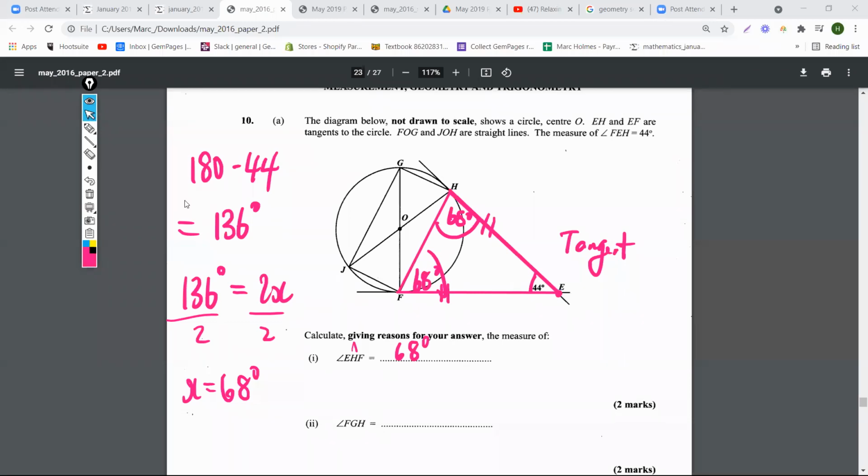So the next one, guys, says find FGH. So let's just rub everything off for the moment. It says find F to G to H, right? Cool. So FGH, that angle is at the G, which is right here. So let's call it A. We need to find that angle over there.